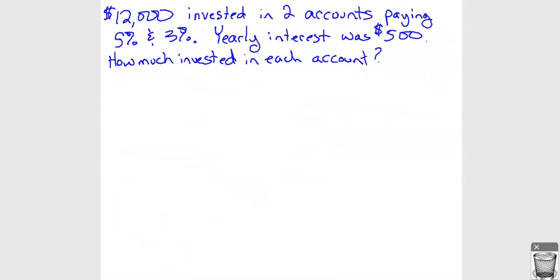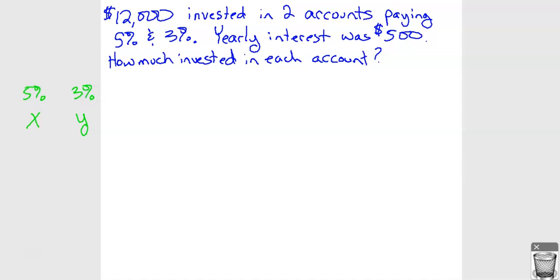Let's look at a word problem. You may want to pause the video so you can at least read the question and understand what's happening. So on this problem, you have $12,000 invested in 2 different accounts. You can call them however you want: account 1, account 2, or A and B. Let's say X and Y. So I know X and Y are my 2 accounts. And I know one of them has 5% interest and the other one has 3% interest. So I'm just going to say this one is my 5% and this one's my 3%.